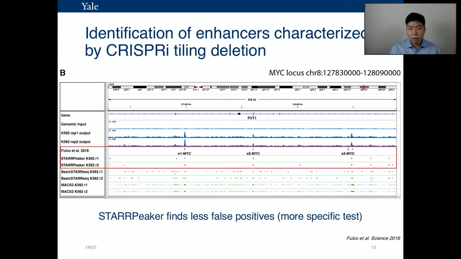Finally, we made a comparison to previously characterized enhancers by CRISPRi tiling deletion. Here we show that although all 3 methods have successfully found the MYC enhancers, we do notice that the other methods also find a significant number of potentially false positive peaks, making STARRPeaker the most specific method of all.